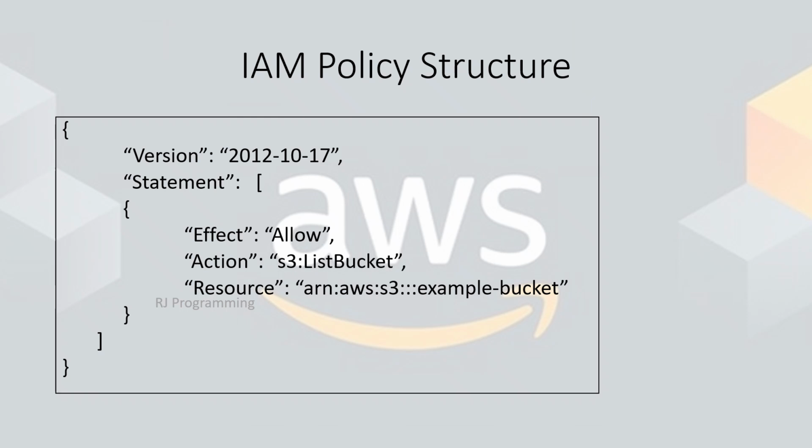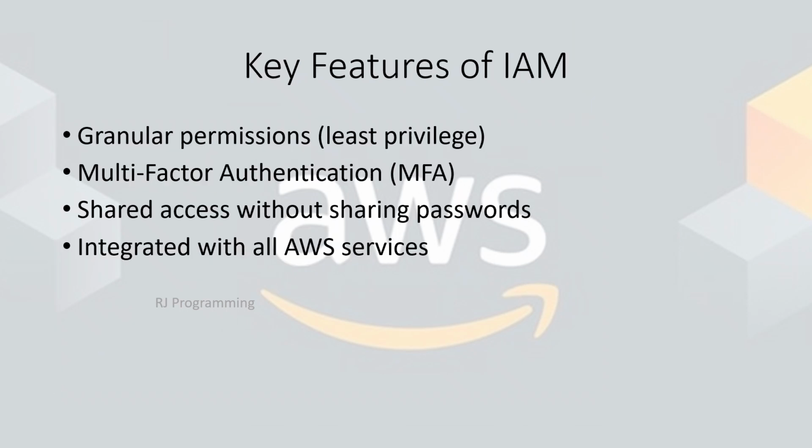Action. This lists what operations are permitted, like s3:ListBucket or ec2:StartInstances. And Resource, this specifies which AWS resource the action applies to using an ARN, or Amazon Resource Name. In this example, the policy allows a user to list the contents of a specific S3 bucket.